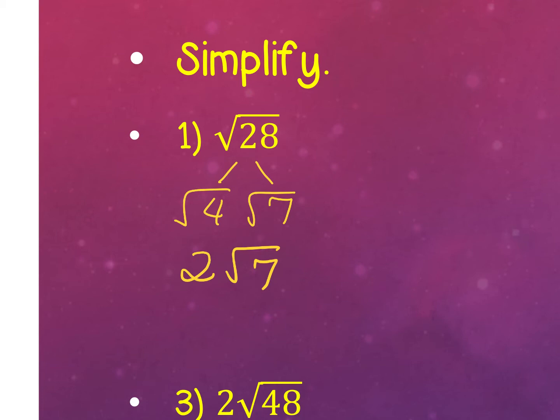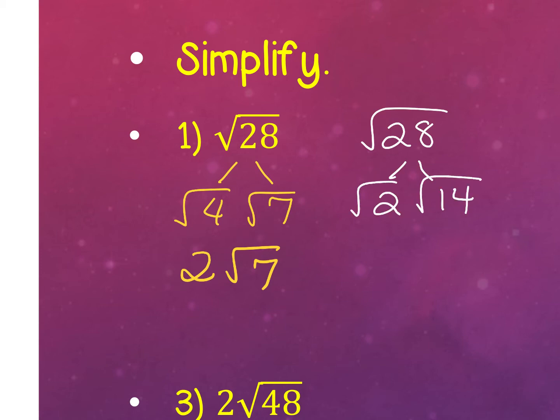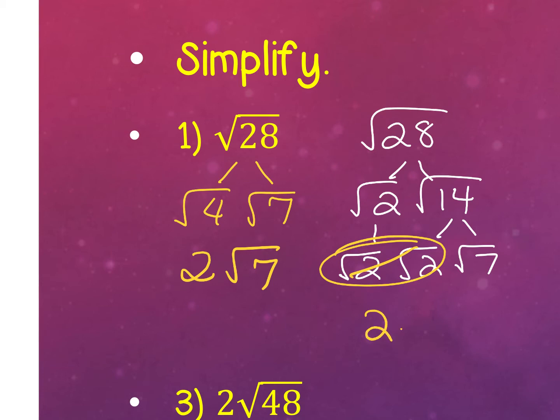But let's say instead you decided, you know what, for 28, I want to do 2 times 14. Just to show you it doesn't matter, you're just looking for 2 numbers that multiply to give you that number. 2 is prime, 14 is not. Keep breaking it down. Now go back, look for pairs. I've got a pair of 2's. 2 comes out, 7 stays underneath. Same answer I got when I started with 4 times 7.